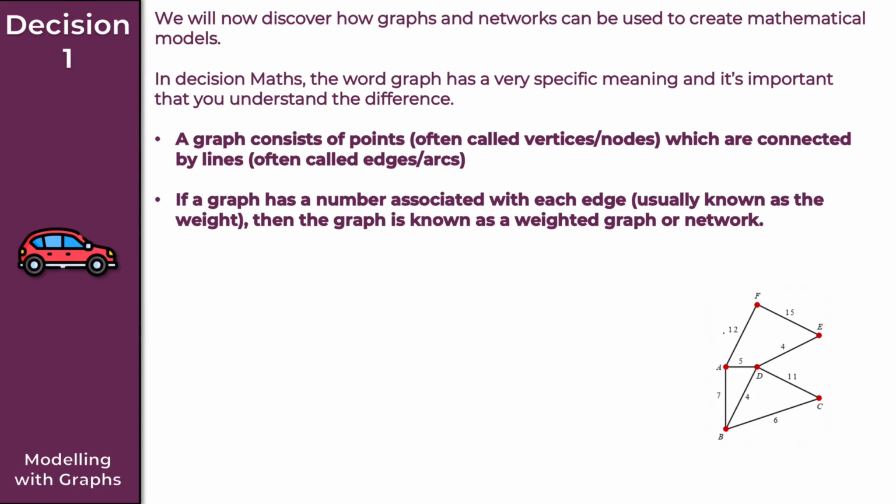So for example, this here is a graph because it consists of points, often just called vertices or nodes. So like I said, I just prefer to call these vertices. So I've got A here, B, C, D, E, and F, right? And as we can see then, they're connected by lines. So for example, this is AF here, this is AB, BD, BC, you get the idea, right? So let me just make a note here then that this is a weighted network.